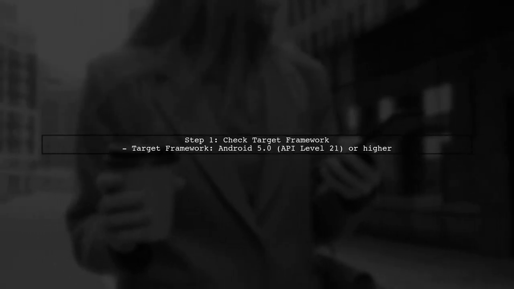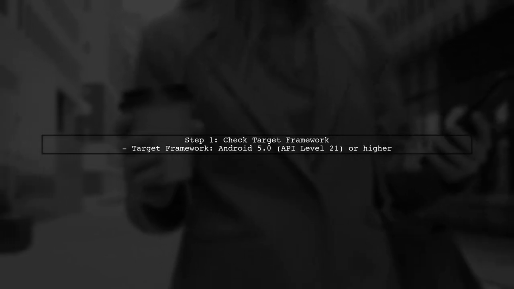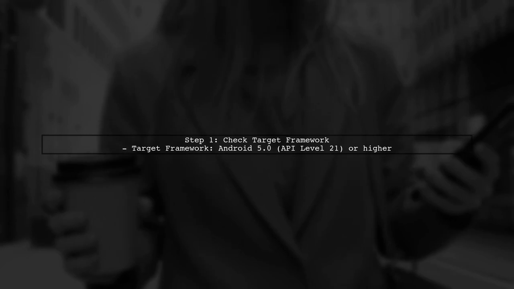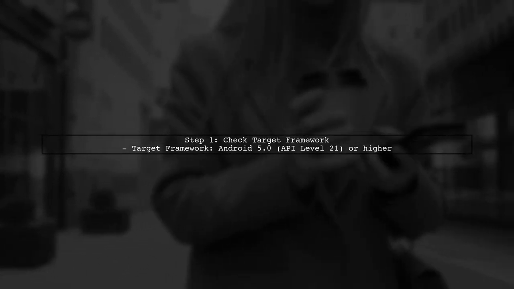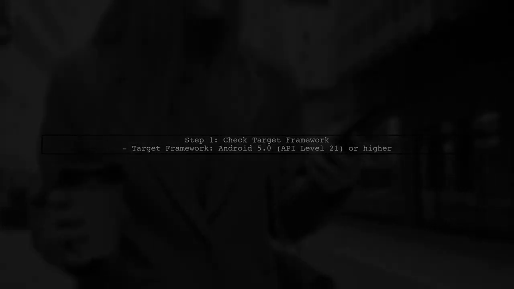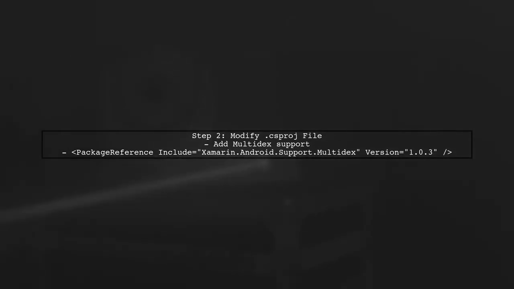First, ensure that your project is targeting API level 21 or higher. In your Android project properties, check the target framework setting. Next, you need to modify your Android project file. Open the .csproj file and add the multi-dex support library. Include the following line in the item group section. PackageReference Include Xamarin.Android.Support.MultiDex Version 1.0.3.